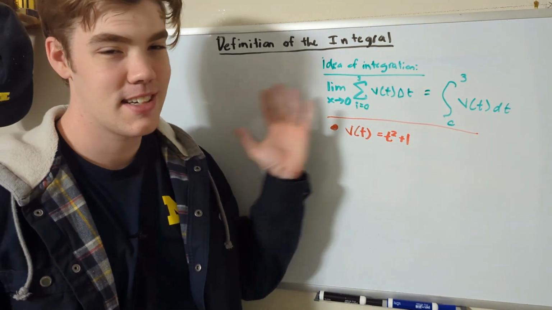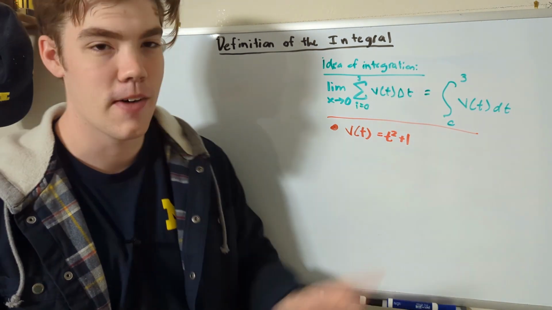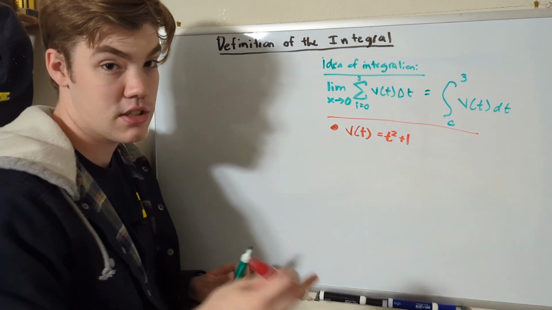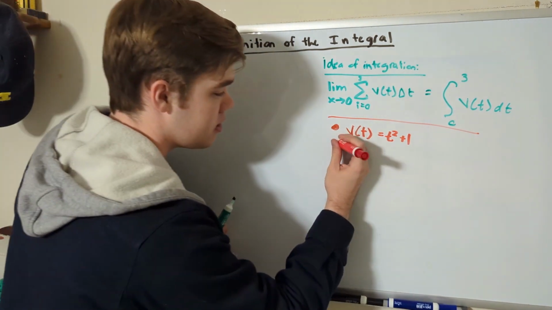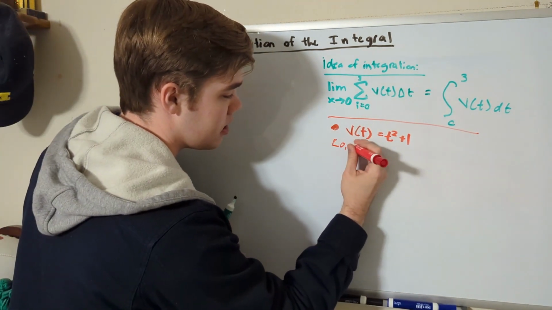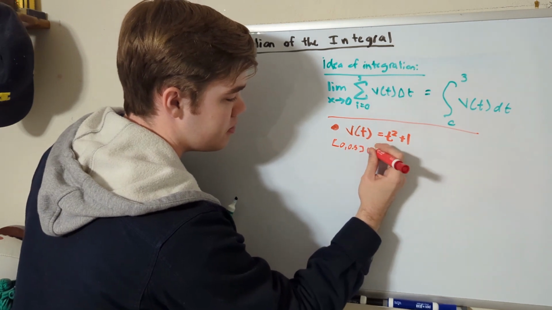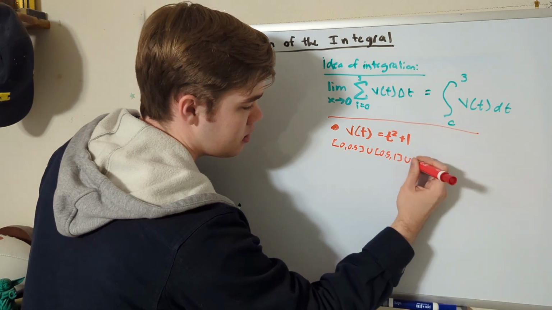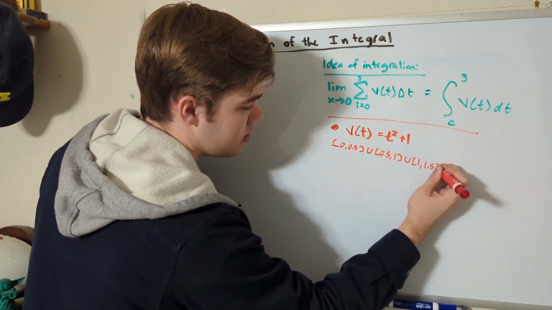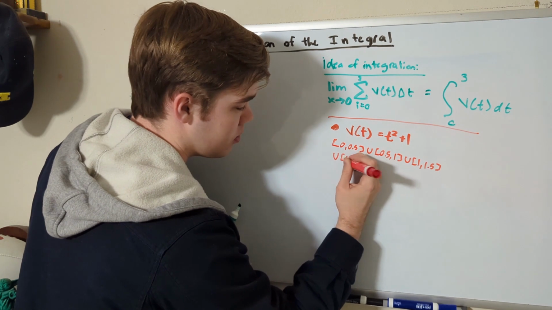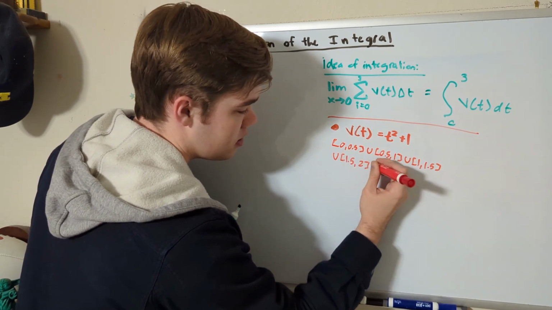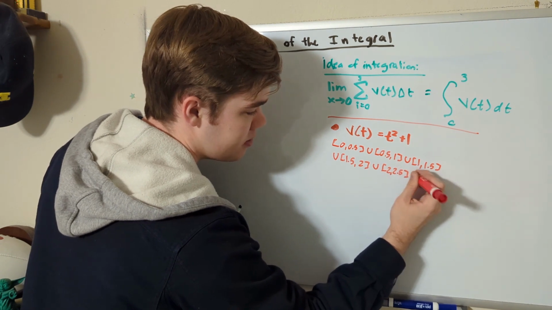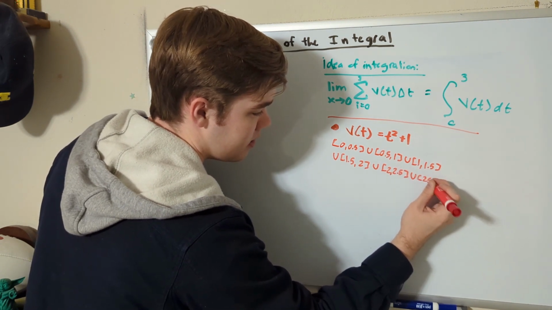But what is this limit? What is all this garbage going on? Why did I rewrite our red particle from earlier? Let's say we were to split our velocity with respect to time into 6 pieces, twice as many as before. Our endpoints here are 0, 0.5, union 0.5 to 1, union 1 to 1.5, union 1.5 to 2, union 2 to 2.5, union 2.5 to 3.